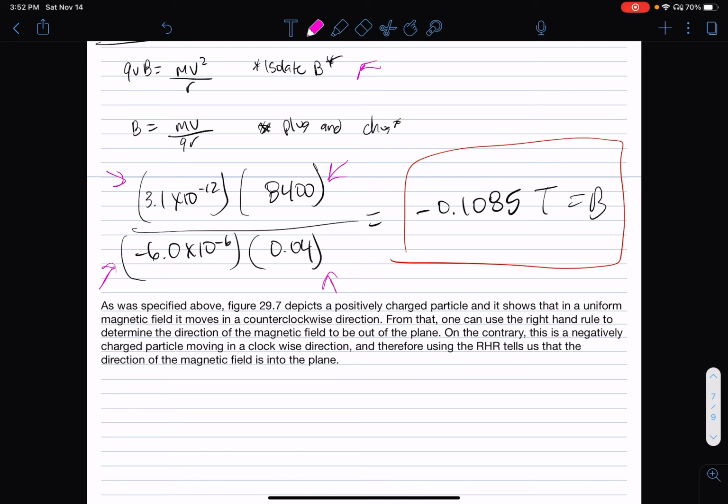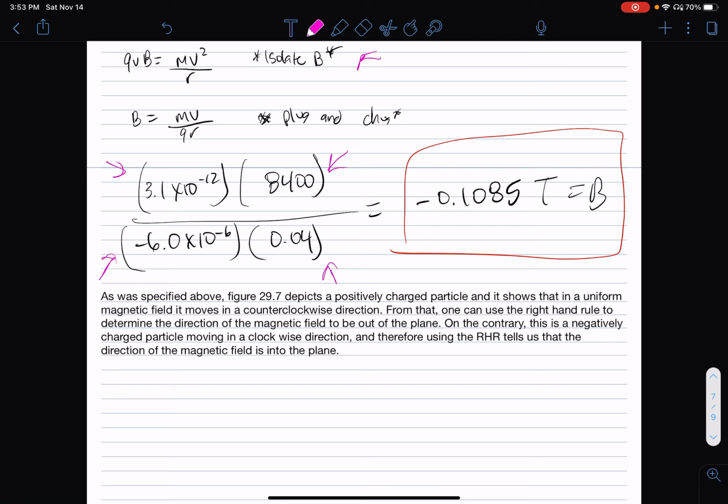And for the explanation of the direction of the magnetic field, I said, as was specified above, figure 29.7 depicts a positively charged particle, and it shows that in a uniform magnetic field, it moves in a counterclockwise direction. From that, one can use the right-hand rule to determine the direction of the magnetic field to be out of the plane. On the contrary, this is a negatively charged particle moving in a clockwise direction, and therefore using the right-hand rule tells us that the direction of the magnetic field is into the plane.